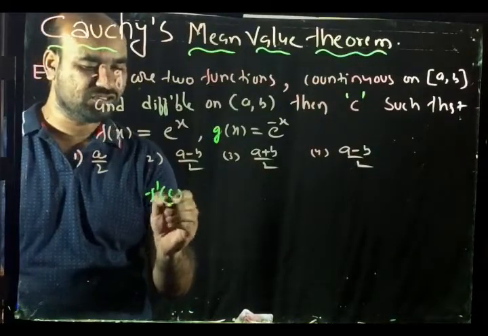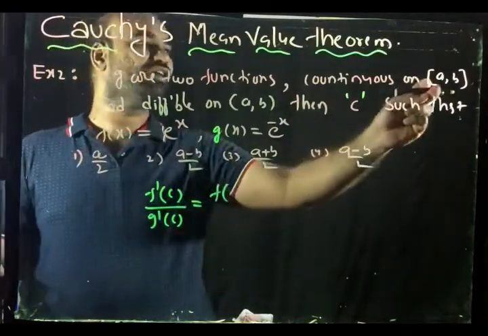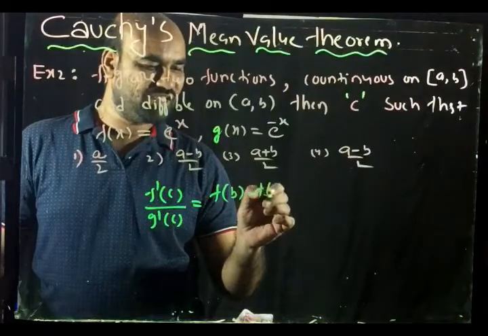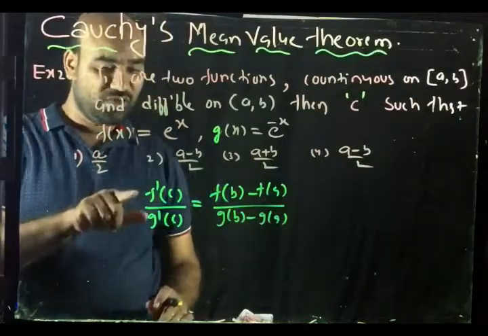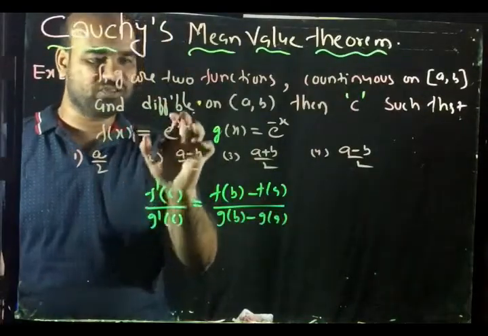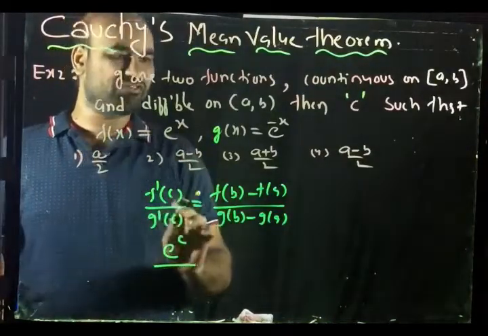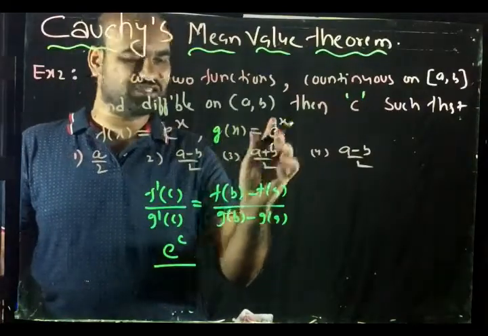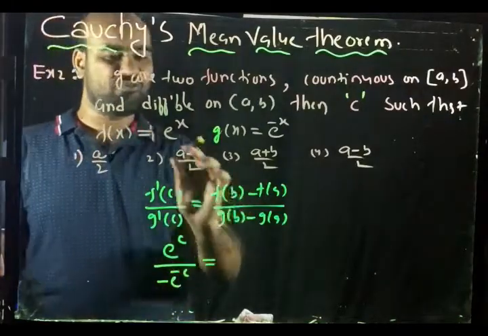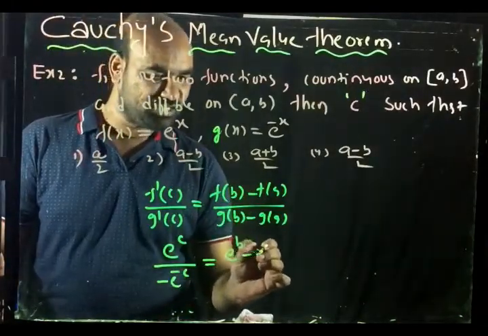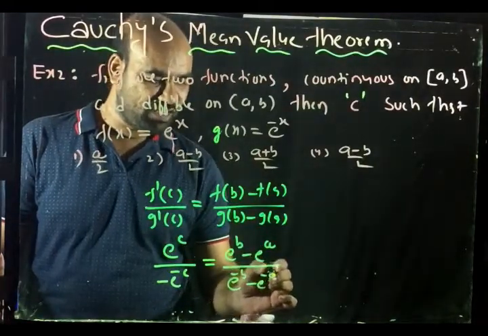f dash of c by g dash of c equals f of b minus f of a by g of b minus g of a, over which interval? The a to b interval. f dash of c means what? f of x means e power x, differentiation of e power x is e power x only, so e power c. By g dash of c: g of x means e power minus x, so minus e power minus c, is equal to e power b minus e power a by e power minus b minus e power minus a.